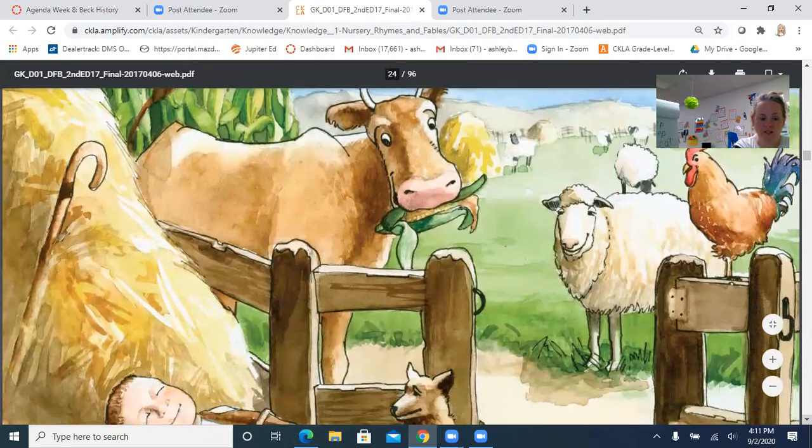All right, we're going to look at our next picture here. And for our next nursery rhyme, we have Little Boy Blue. In this story, we're also going to identify our main character and our details, so what happens, and we're also going to remember how to do rhyming words, okay?